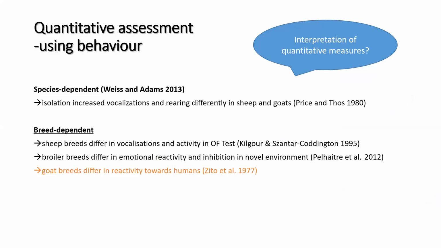The next problem is the interpretation of the quantitative measures. Behavior shown during the tests might be difficult to interpret as it is species dependent. For example, the separation from social partners affects vocalizations and rearing differently in sheep and goats. But even within a species, breed differences can occur and have been shown. Sheep breeds have been found to differ in the number of vocalizations and activity in an open field test, or broiler breeds differ in their emotional reactivity and inhibition in novel environment tests. But also in goat breeds, differences in the reactivity towards humans have been found. So you can already see that there is quite a range, even between different species and within breeds.